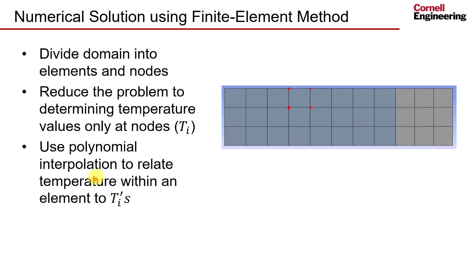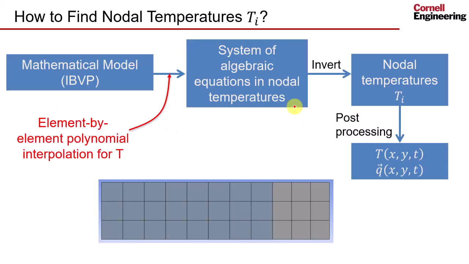And then you would use polynomial interpolation to relate the temperature within an element to the nodal temperatures. So for instance, if I wanted the temperature here, I would just interpolate these 4 values. Very classic stuff. And so we've reduced the problem to determining the temperatures at the nodes at different times. And the solver will generate a system of algebraic equations in the nodal temperatures at each time, and it's going to step through time. That system of algebraic equations is going to be generated from the mathematical model that we just saw using the polynomial interpolation.